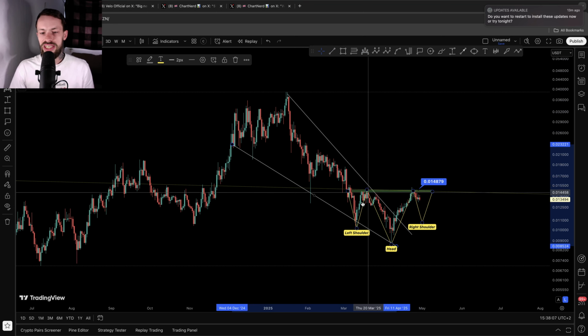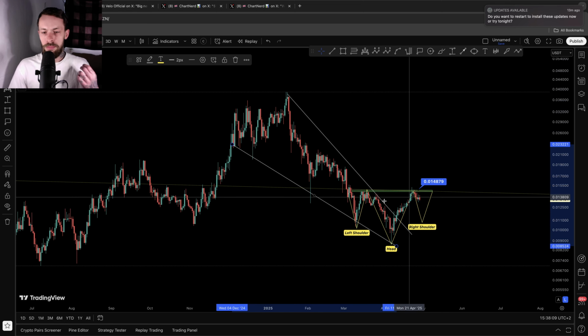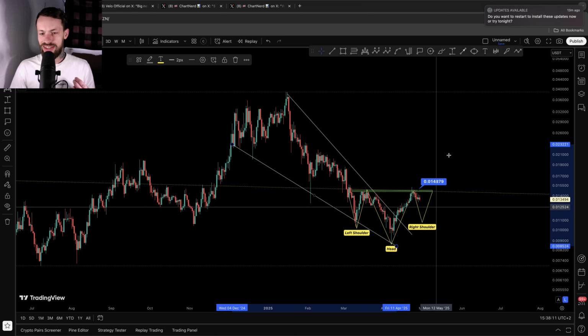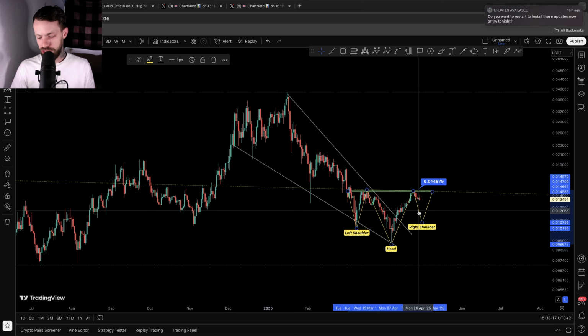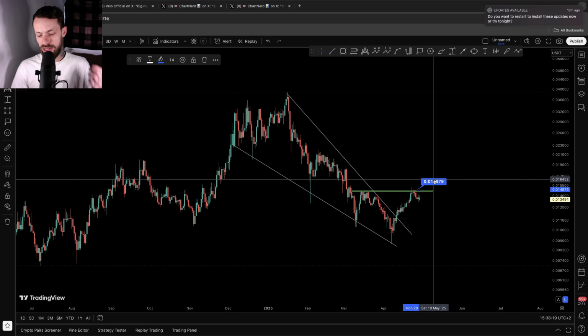But what we want to see is the confirmational base built with this breakout to validate that we're looking to push higher. And this is why I would expect potentially this right shoulder to come into fruition. So this is what I'm kind of looking at right now, guys.